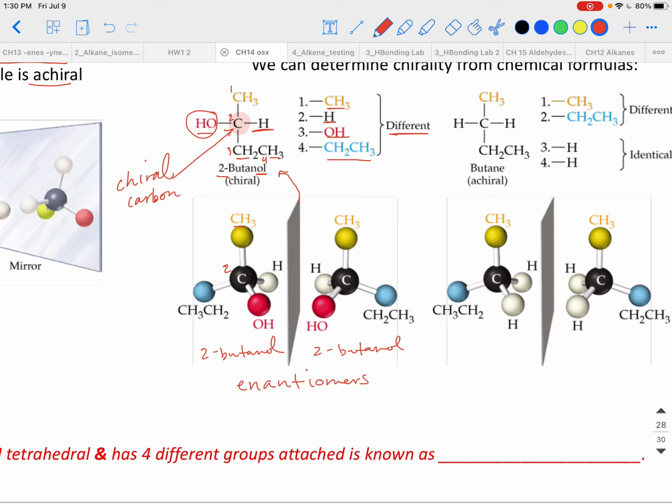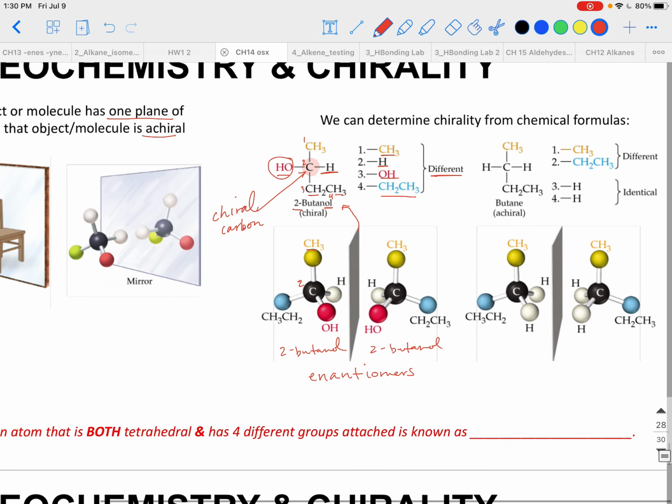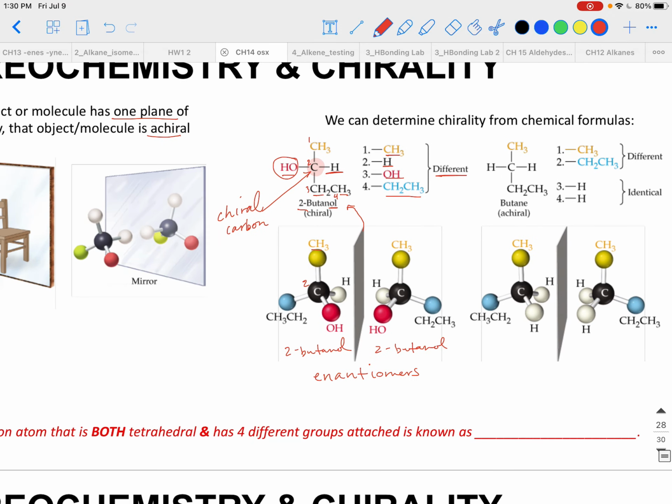Okay? Enantiomers are two mirror images that are not superimposable. Okay, so enantiomers, these are mirror images that cannot be superimposed, meaning you can't lay one over the top of the other one and get them to line up exactly. That is what an enantiomer is. Mirror images, they're stereoisomers, mirror images that cannot be superimposed.